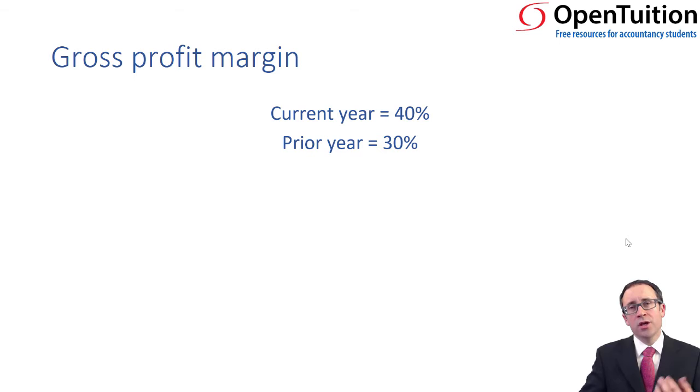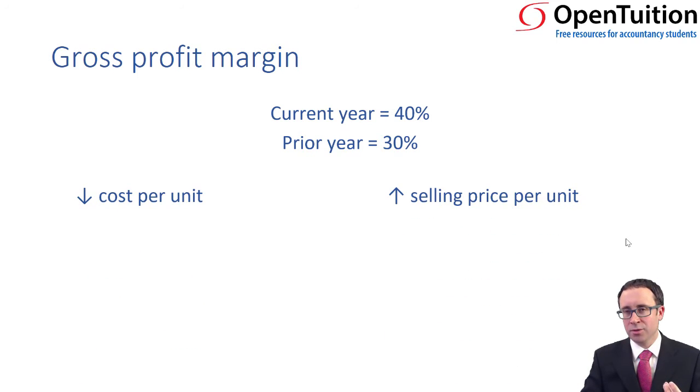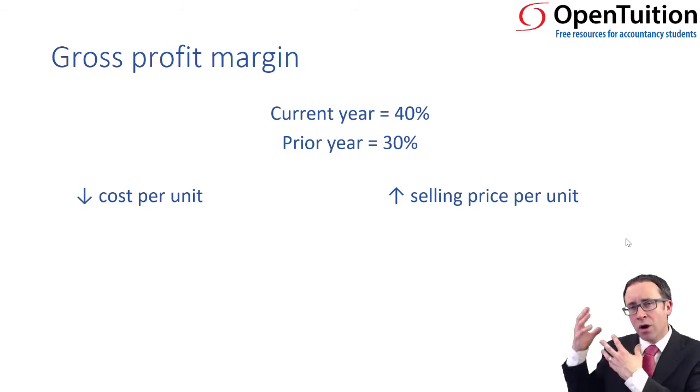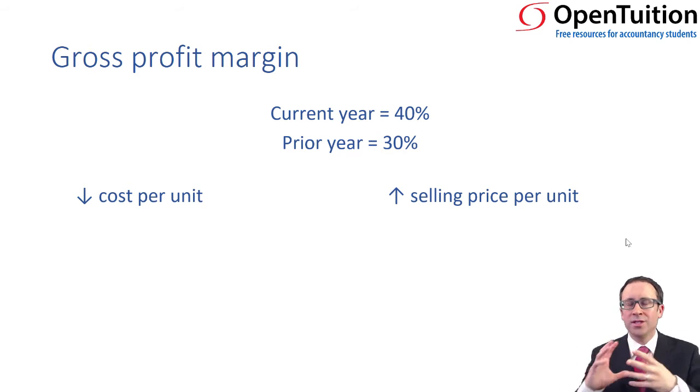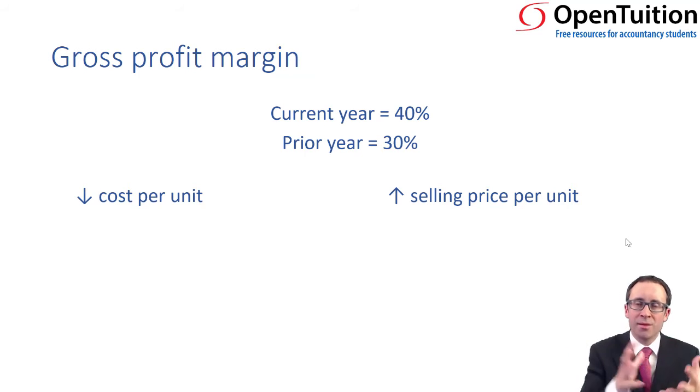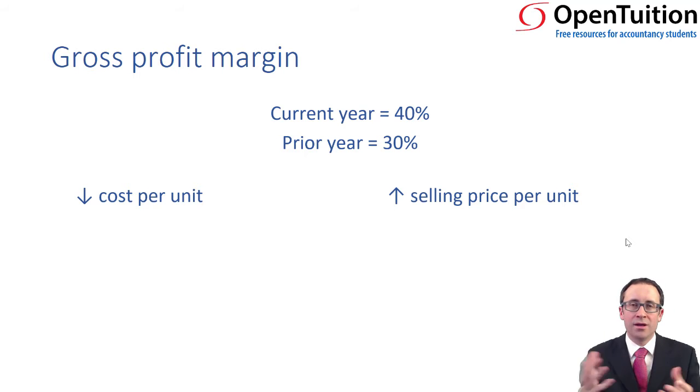Okay, so you need to break it down into costs and sales per unit, selling price per unit. If the margin's gone up, then your cost per unit must have gone down, or your selling price per unit must have increased. So what could be the reasons behind that? Okay, I'm not expecting you to rote learn them all, but they're just indicators, points that you could potentially bring into the analysis. In the exam, you're usually told. You just need to take what you're told and put it in your answer. It's as simple as that.